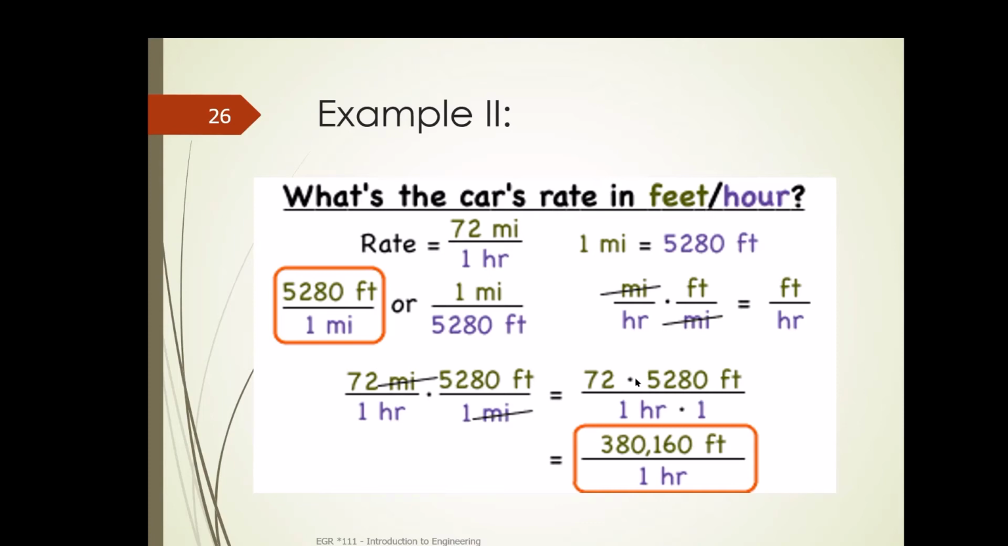So you just do this multiplication, and this is just, of course, 1 hour times 1, and then you have 380,160 feet per hour. Okay, so this is a kind of simple example, but it shows you the main steps. You may or may not have to do this step. It's up to you, but this is a good detailed example.